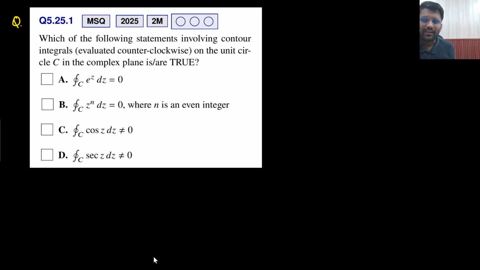Three options we have already studied. e to the power z is an entire function, right? It is an entire function. That means the integral will be equal to 0. This is also an entire function, no? That means everywhere it will be analytic. If it is analytic, that will be 0.